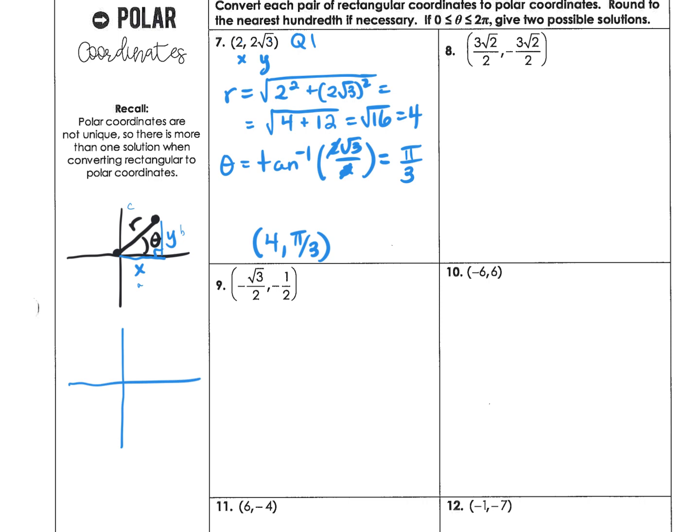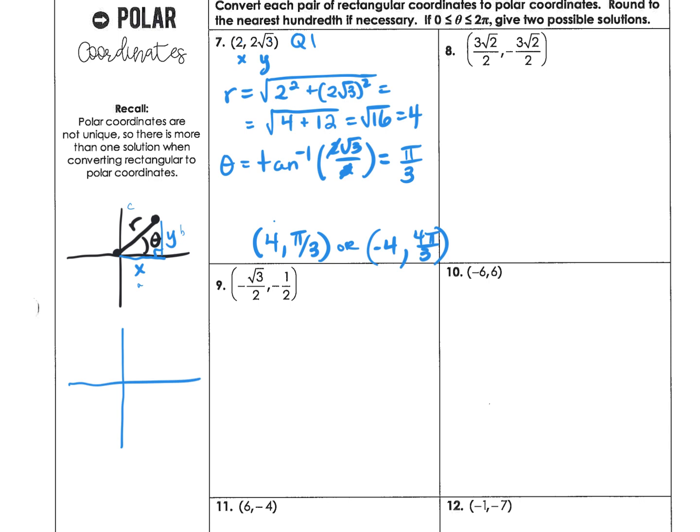Now it says give 2 possible solutions. You already got your unit circle out, don't you? What's directly across from pi over 3? 4 pi over 3, isn't it? So, or 4 pi over 3. And if we go directly across, what happens to the 4? This one's simple. You just go straight across and change the sign.